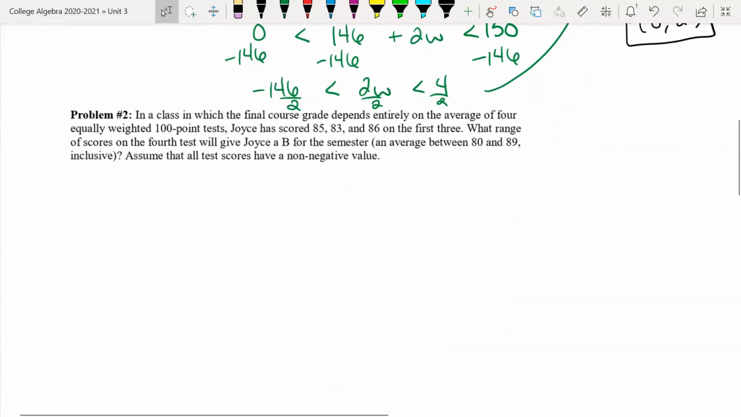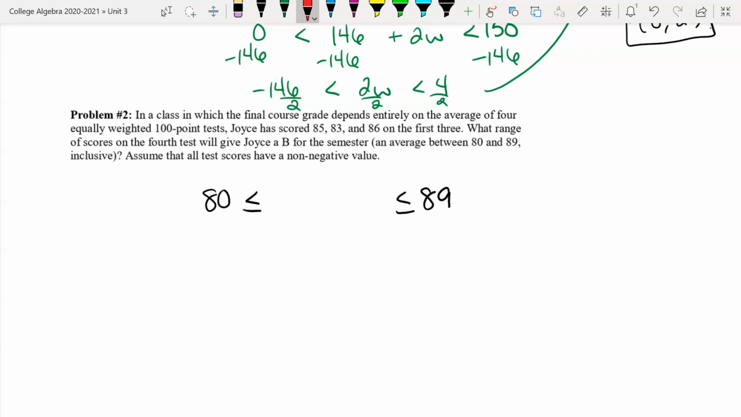In a class in which the final course grade depends entirely on the average of 4 equally weighted 100-point tests, Joyce has scored 85, 83, and 86 on the first 3. What range of scores on the 4th test will give Joyce a B for the semester? An average between 80 and 89, inclusive. So I want it to be between 80 and 89, and it said inclusive. So that means I'm going to use less than or equal to.